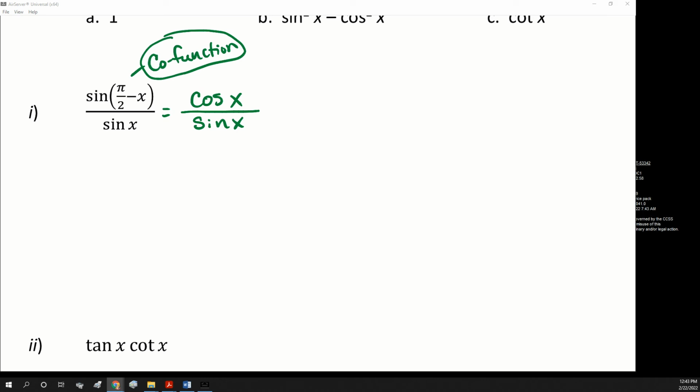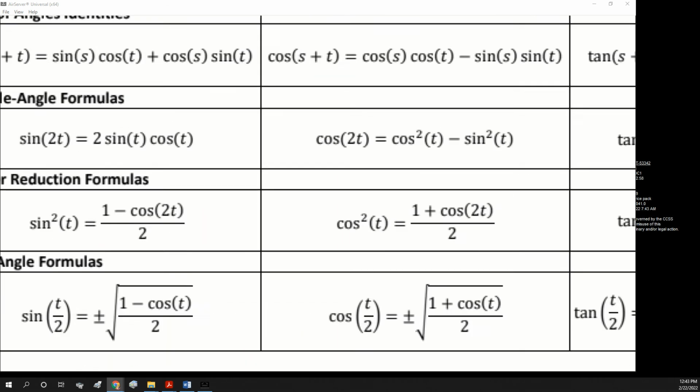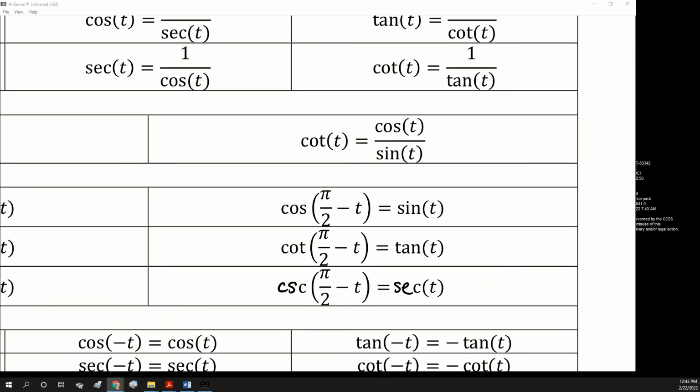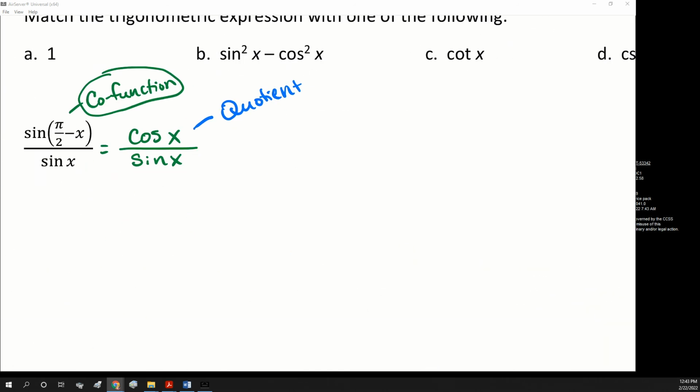All right, and then you guys look at your identity sheet for something that maybe looks like cosine over sine. Quotient identity, good. Yes. So if we have the cosine of a variable over the sine of that same variable, it's just cotangent of that variable. So this ends up being cotangent of x, which is c.